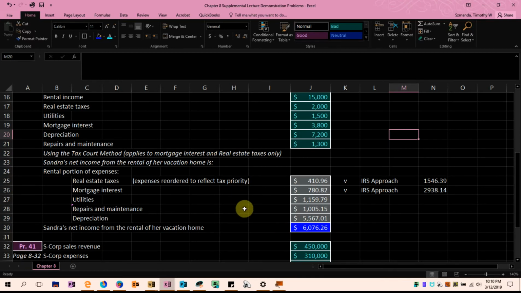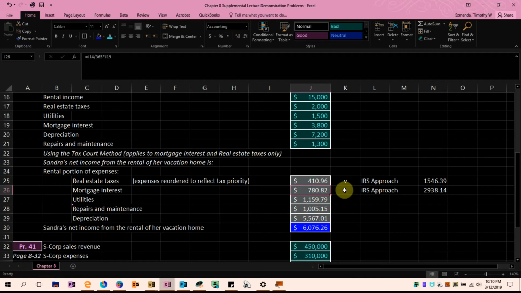But at least for Schedule E purposes, on page 1 of Form 1040, these are the two approaches for allocating real estate taxes and mortgage interest. IRS approach here versus tax court approach here.